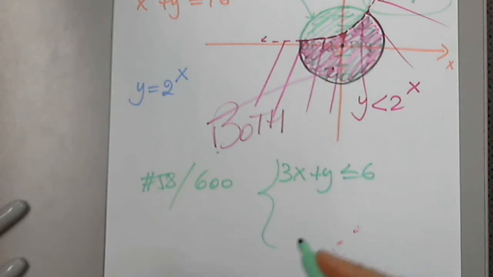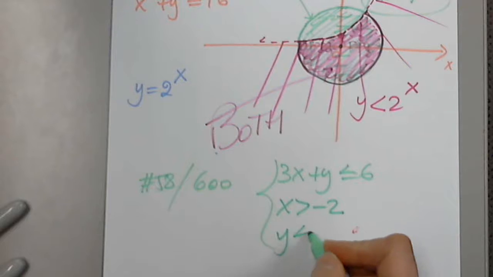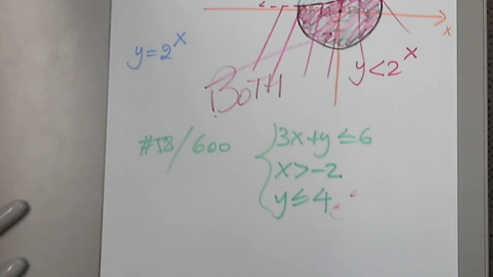The second one is x greater than -2, and the last one is y less than or equal to 4. And that was going to be my first question for you. Are these linear? And the answer is yes. They are all linear. There is nothing that is not the graph of a linear function. So you can say, why is this problem here? Because this section deals with non-linear systems.